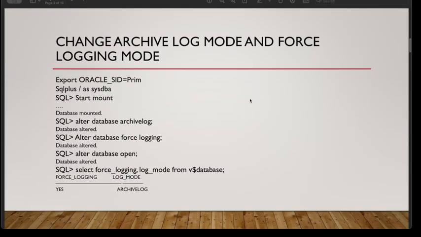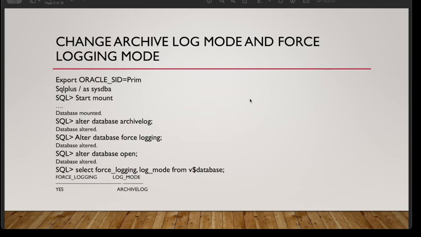Change archive log mode and force logging mode on the primary database. It is compulsory when you are going to make a physical standby. It is compulsory that archive log mode should be on and force logging mode should be on. So how can we do that?